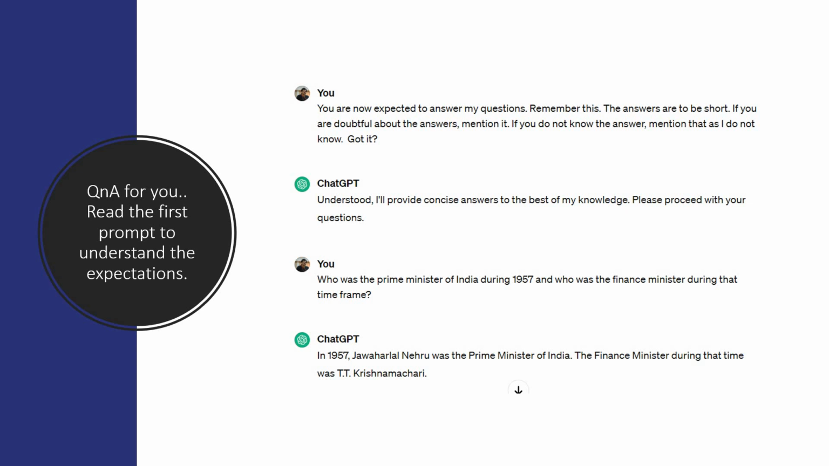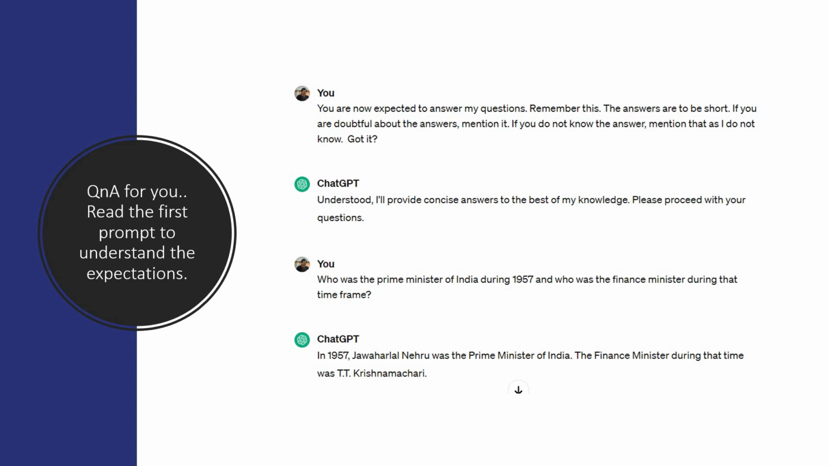Now, I am asking a question, I am prompting it. You are now expected to answer questions. Remember this, the answer should be short. So I am giving an indication very clearly that the answer should be short. And if you are doubtful about the answers, please mention it. If you do not know the answer, mention that as I do not know. Got it? I am asking it. It is saying that it is understood and it will provide concise answers.